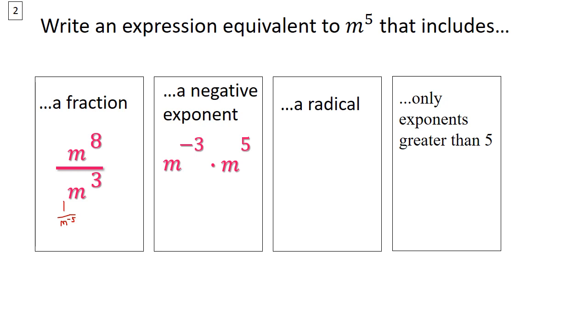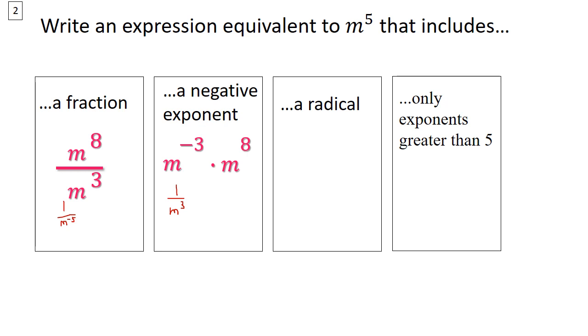Well, I would add the exponents. 5 plus negative 3. That's only 2. I'm too low. I'm 3 too low. So let's move that up a little bit. There we go. Negative 3 plus 8. That will give me m to the 5th power. By the way, remember that a negative exponent really does mean 1 over that power. So 1 over m to the 3rd power is what m to the negative 3 power really means.